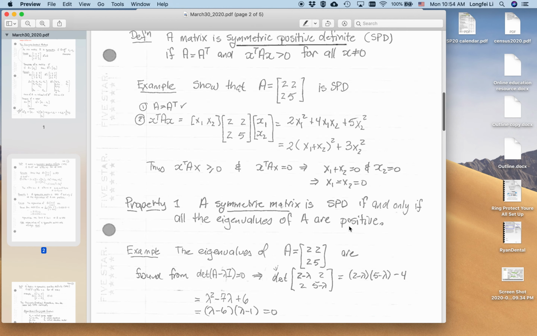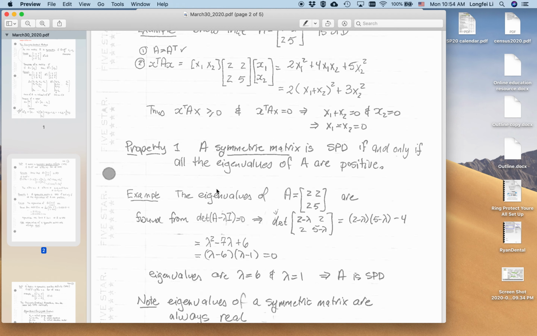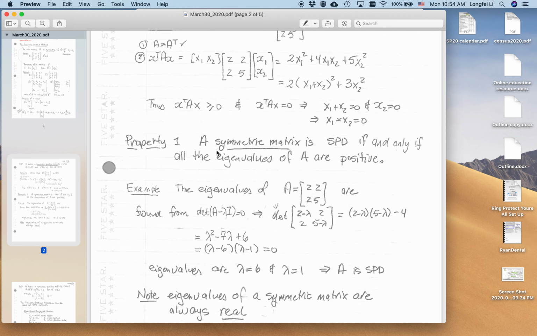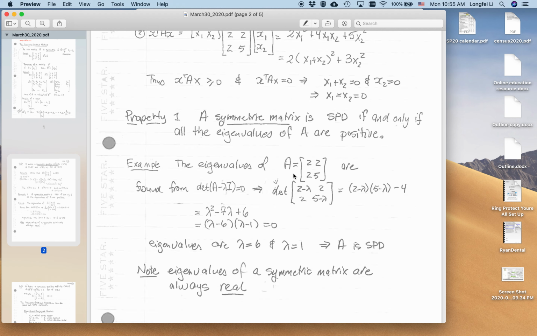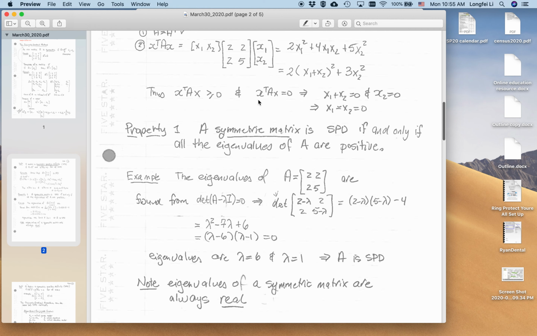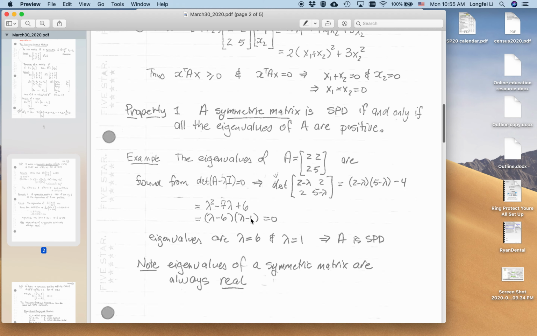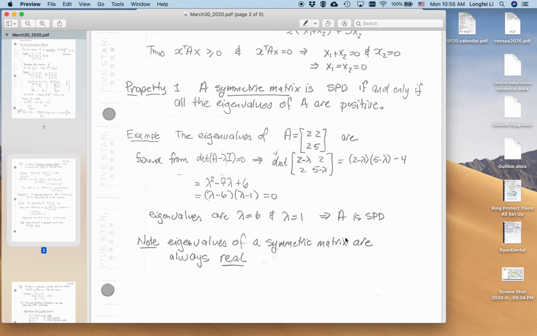A property of symmetric positive definite matrices is that A is an SPD matrix if and only if all the eigenvalues of A are positive. So instead of checking this condition for all vectors x to make sure it is greater than 0, we only need to see if all the eigenvalues are positive. If that's true and the matrix is also symmetric, then we say this matrix is SPD.